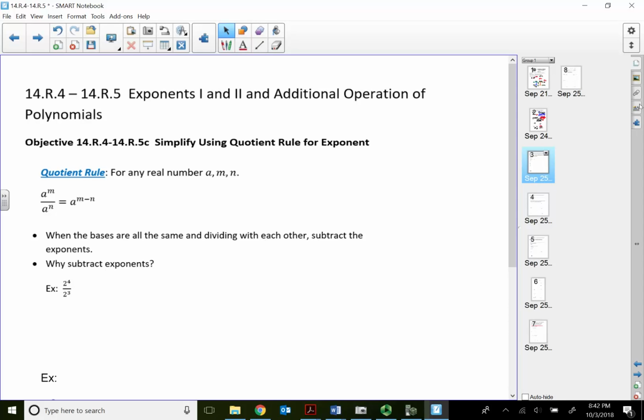Section 14.4 to 14.5 integrated review. So in this lecture video, let's take a look at simplifying expressions using quotient rules.